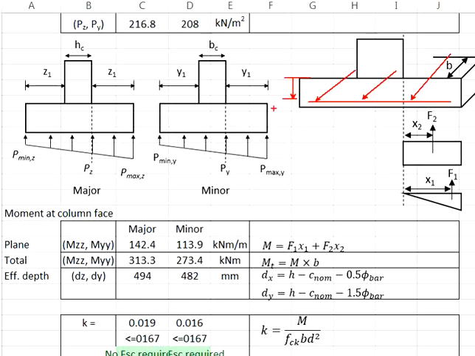This is calculated by taking the thickness of the pad footing minus the concrete cover minus the size of the main reinforcement and minus half the size of the secondary rebar. The thickness of the pad footing is 550, concrete cover 50, and the bar diameter we assume equals 12 at the moment, and you get a slightly smaller effective depth in the minor axis.